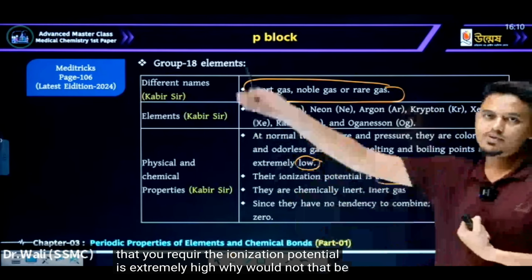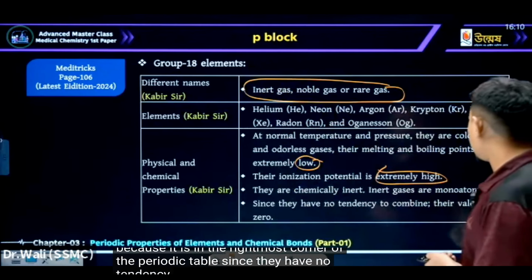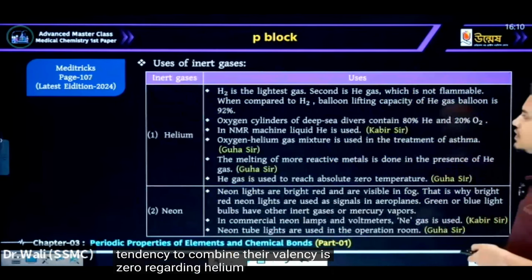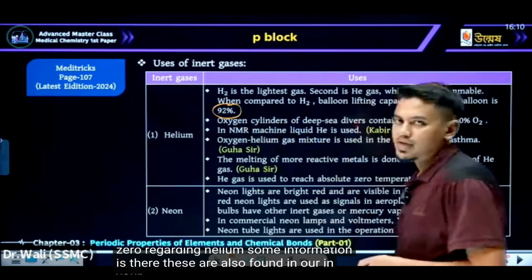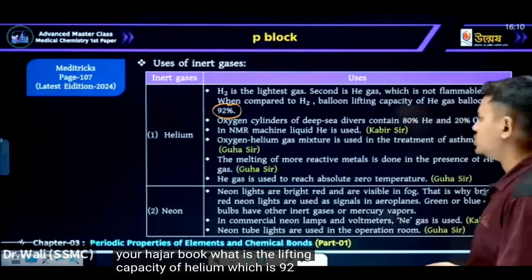The ionization potential is extremely high. Why would that not be? Because it is in the rightmost corner of the periodic table. Since they have no tendency to combine, their valency is 0. Regarding helium, some information is there. These are also found in your Hajari Sir's book. What is the lifting capacity of helium, which is 92.